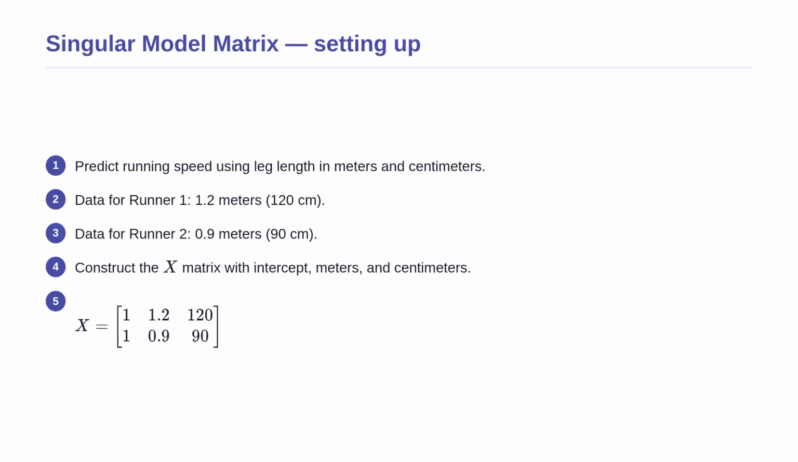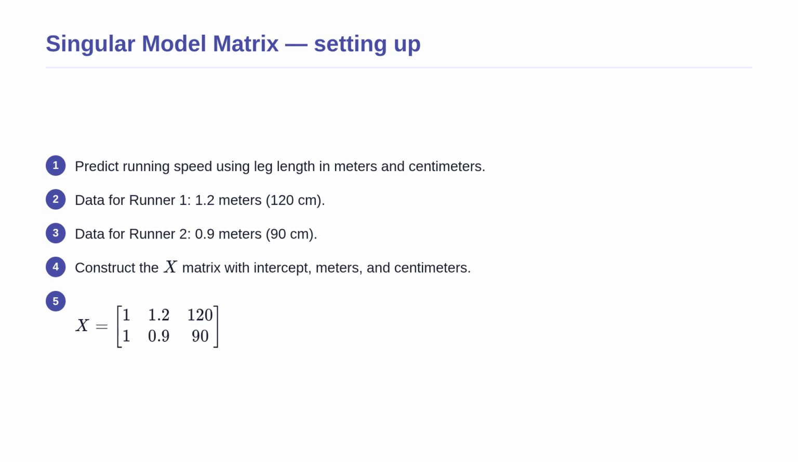Let us look at a scenario where the math breaks down to understand singularity practically. Suppose we are predicting a person's running speed. We record their leg length in meters as our first predictor and their leg length in centimeters as our second predictor. We have data for 2 runners.